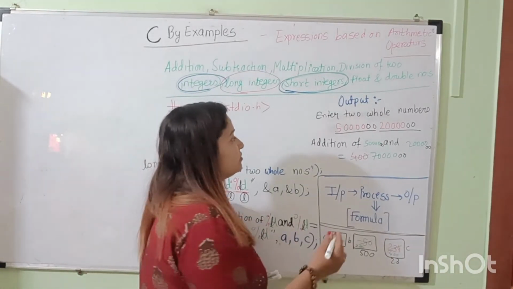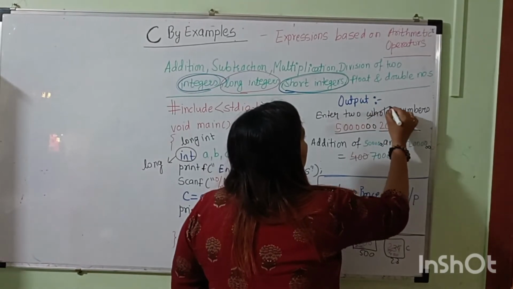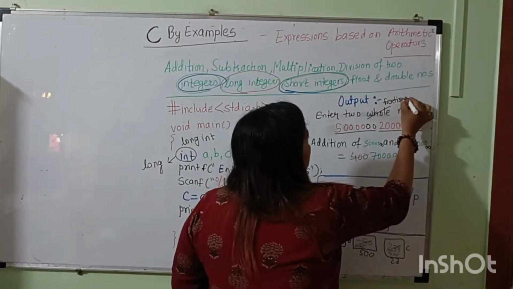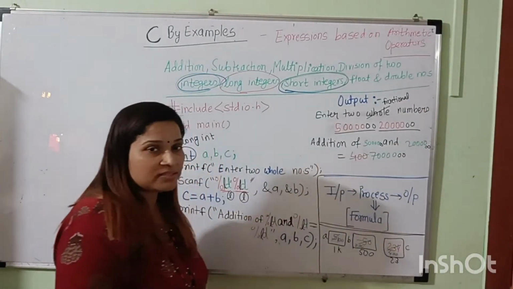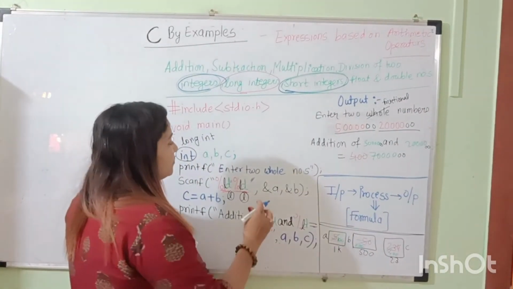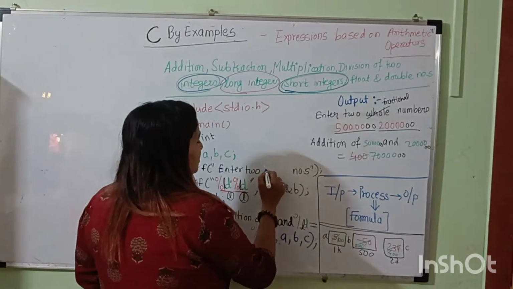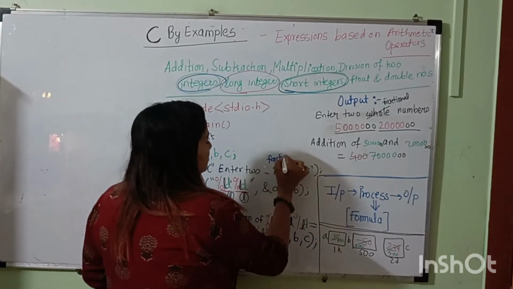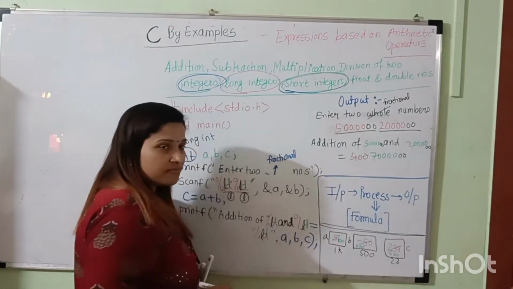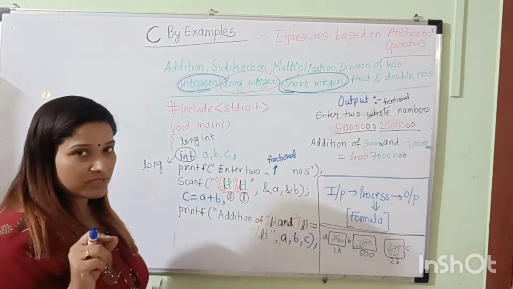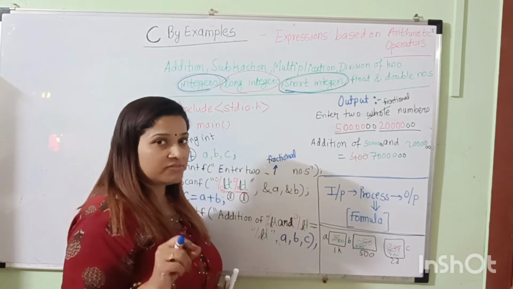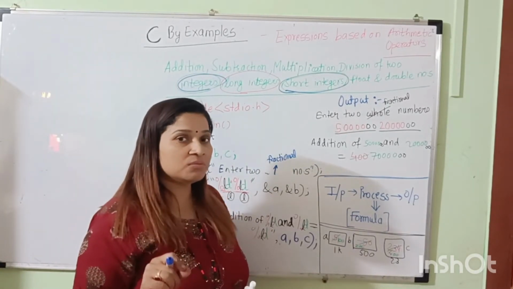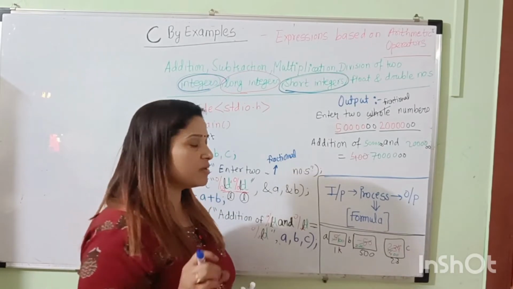So first thing, you have to write this, enter two whole numbers. Instead of this, you have to write this as fractional numbers. And to change this, instead of writing here whole, we have to write this as fractional numbers. This is the first change, so that this printf line will change the first line on the screen.